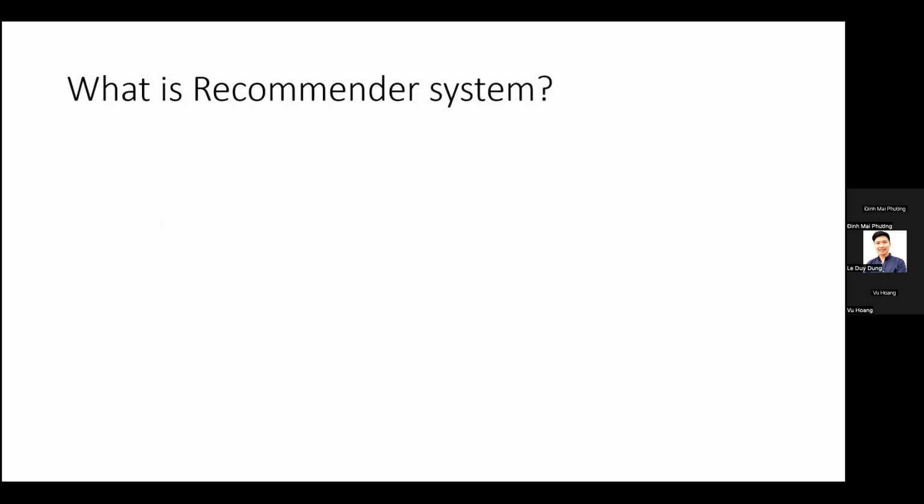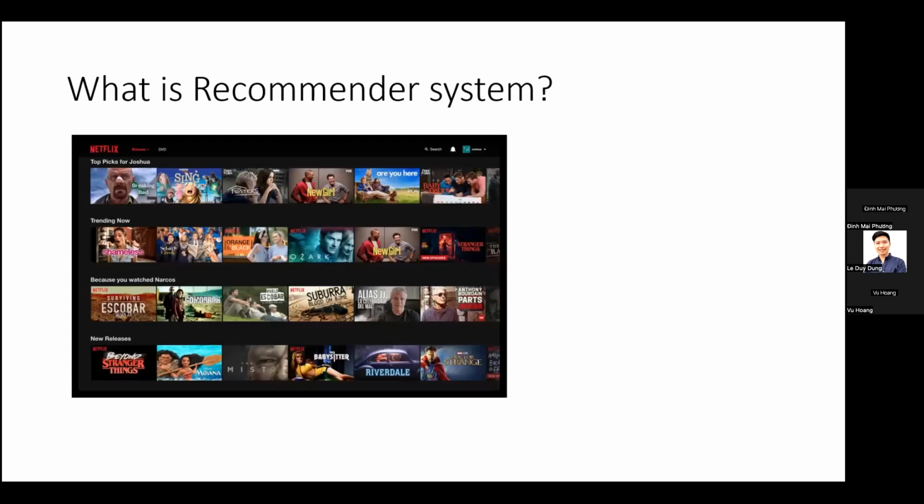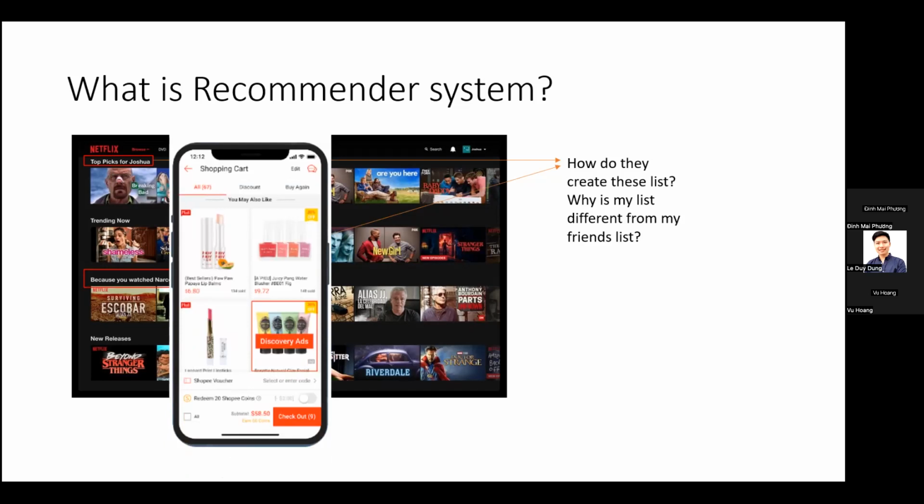So first of all, what is the recommender system? I think most of us have used some kind of recommender system like Netflix. You can see the topics recommended for you because you watched a certain movie. The platform sees what you have done and recommends accordingly. So the engine, the secret behind the list, is the recommender system.